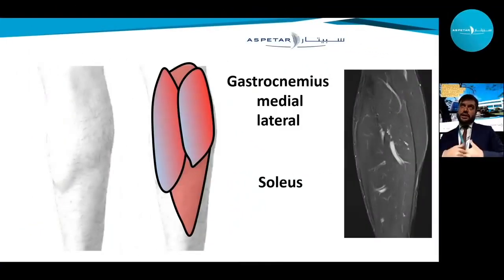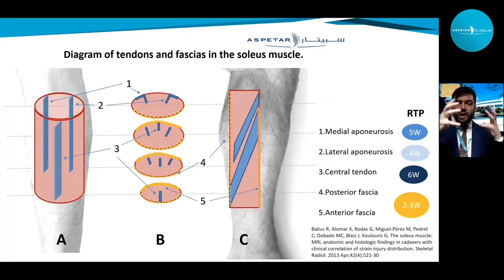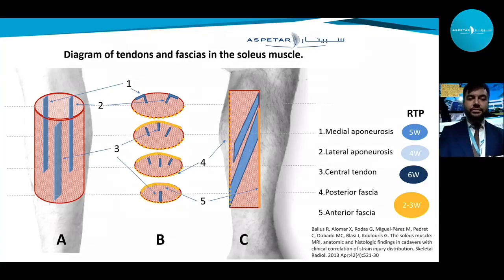Some time ago, I remember when we saw an MRI with a lesion of a calf muscle, we just described, okay, this lesion is in soleus, this lesion is in gastrocnemius. However, we don't do that anymore. We are more precise. We know the anatomy of these muscles better, and we know they have some implications, or potential implications, in the return to play.